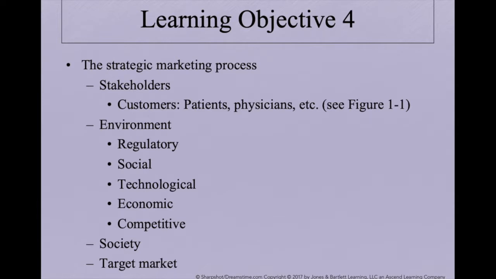The environment has some controllable and some uncontrollable factors. Some of the uncontrollable areas of the environment include regulatory, which could be legal forces, social forces such as demographic and cultural trends. Technological advances are constant within the healthcare industry, as are income distribution and interest rates, and other organizations and individuals within the market. Society, being able to make ethical decisions while remaining competitive.